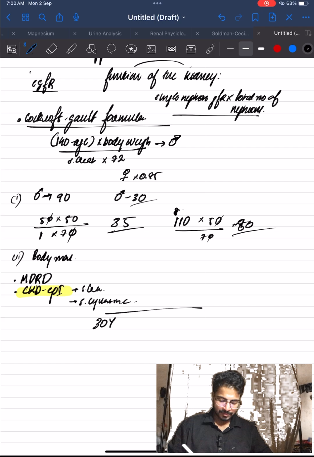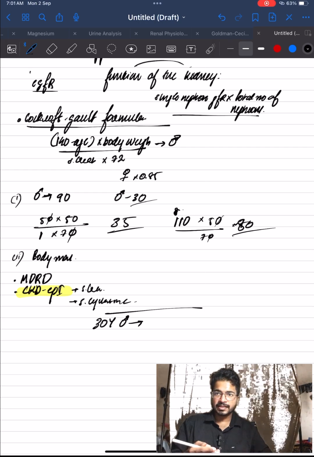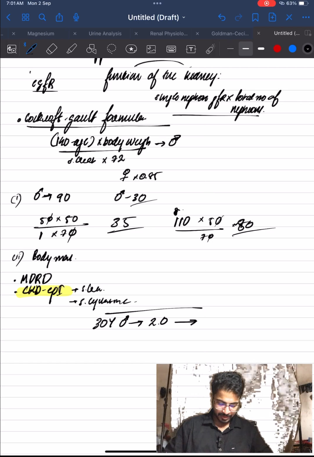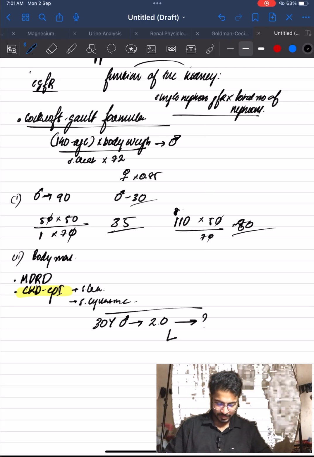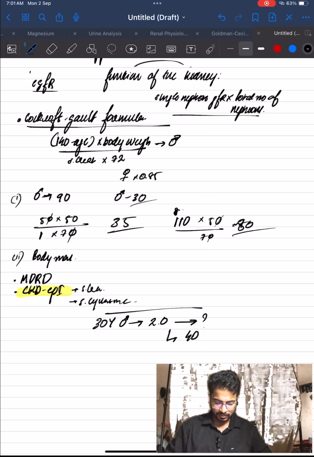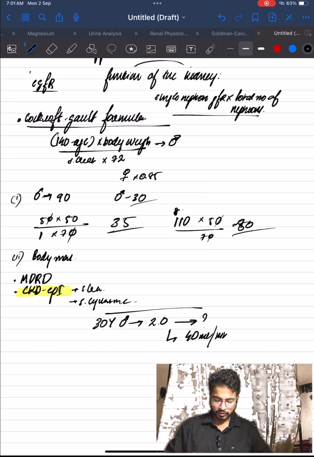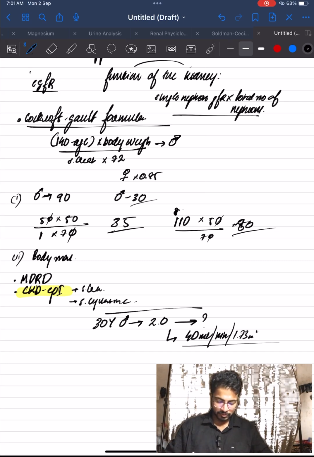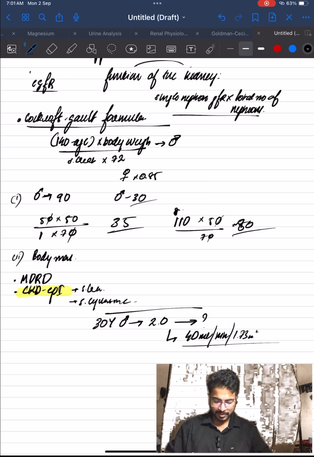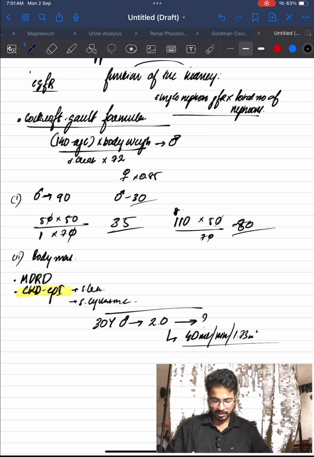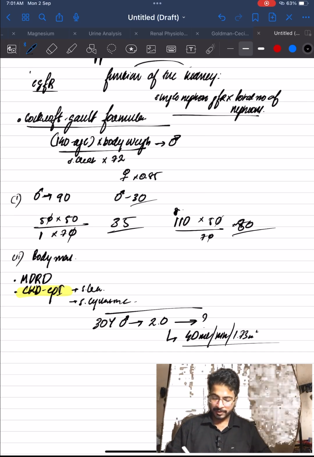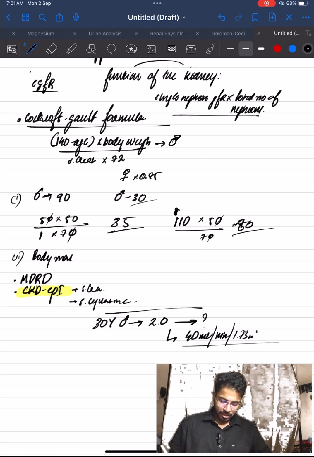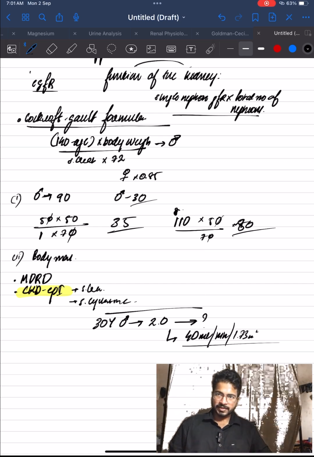Suppose he comes with a creatinine of 2. A 30-year-old male comes with an elevated creatinine of 2. How do we approach this? His EGFR will be about 40 ml per minute per 1.73 meter square, as per the Cockcroft-Gault formula. So now, how will we approach this patient?